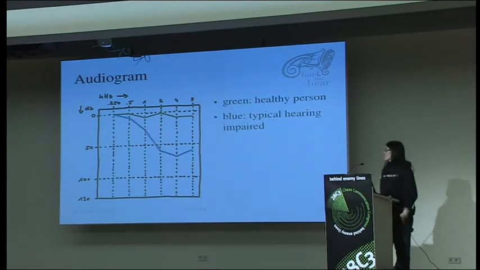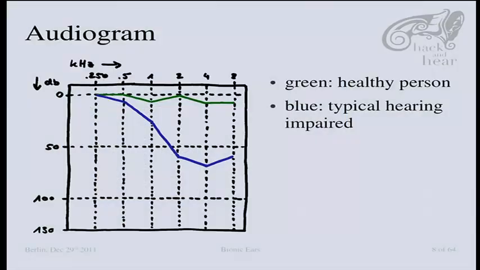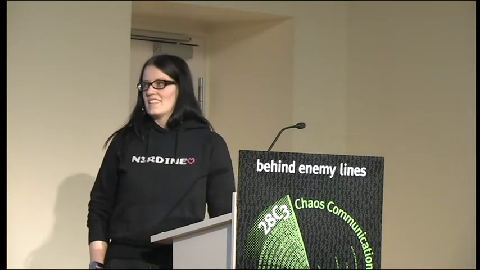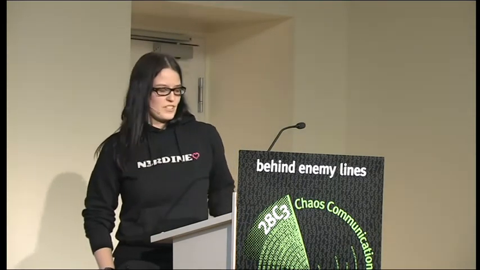So the blue curve is a typical curve of a hearing impaired person. What you can see here is that at the low frequencies, the hearing is quite good. That's very typical. The hearing starts to get worse in the high frequencies. And bear in mind that the decibel scale is actually logarithmic. So if you have a hearing loss of 60 decibel, it's 1 million times more than 10 decibel. So it's not linear.